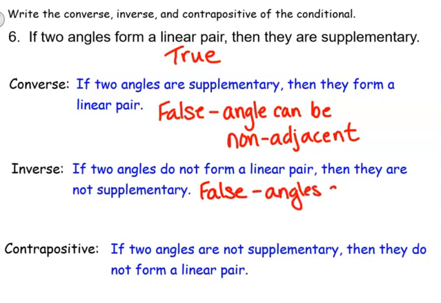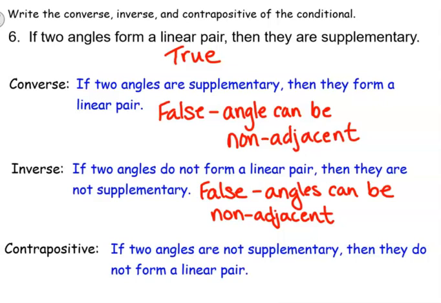Angles can be non-adjacent again. Right? The whole point is they don't have to be next to each other just to add to 180 degrees. Oftentimes, whatever you put as your false counterexample, if you have another false, it typically also works. So telling me they're not adjacent, telling me they can be separate angles, all of those things are valid.